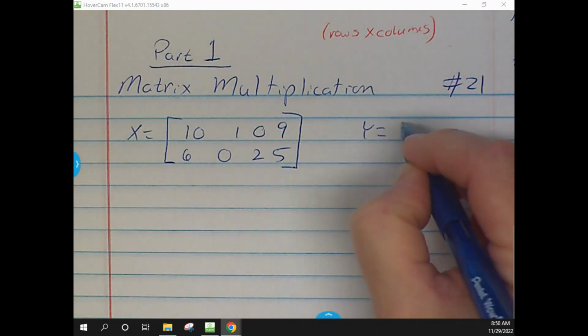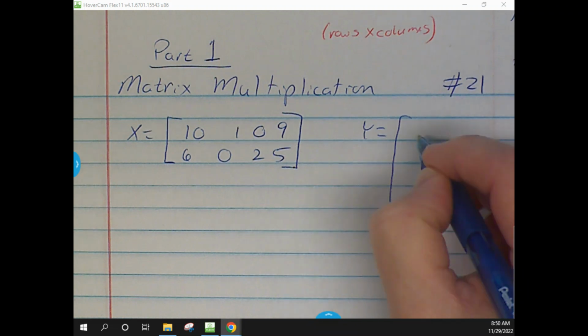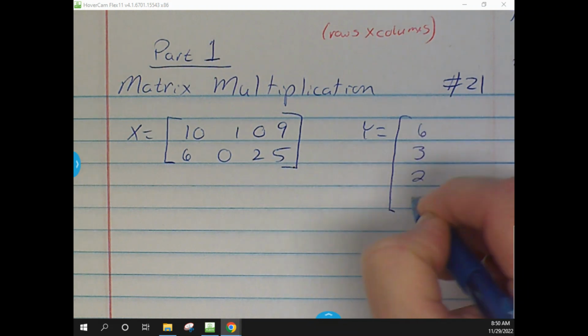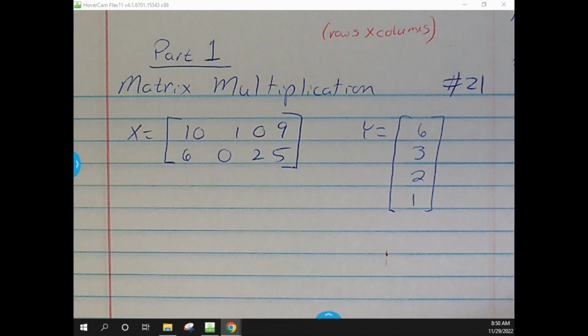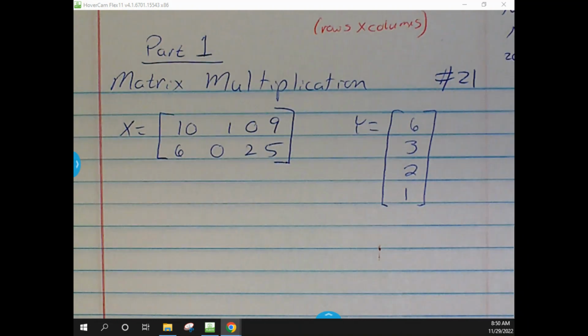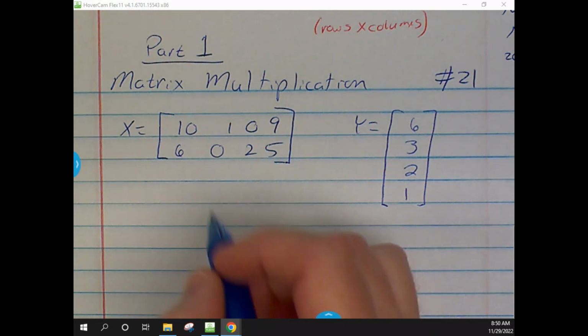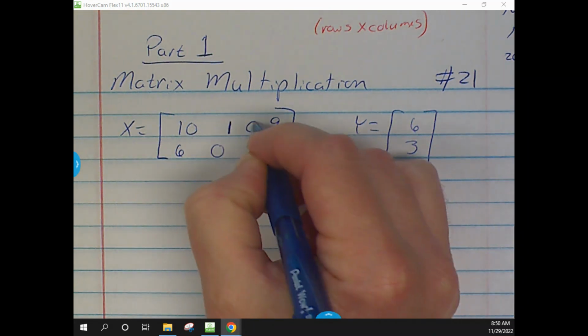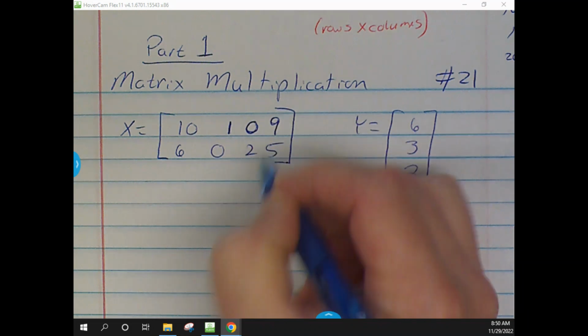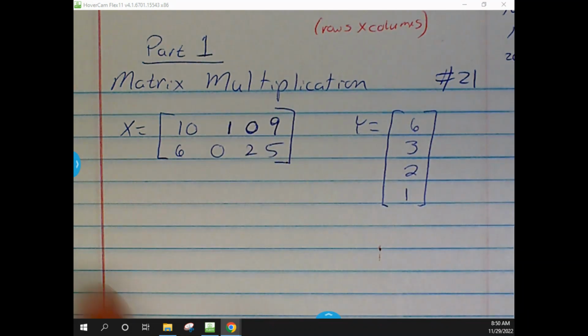All right, and then matrix Y, 6, 3, 2, 1. That's 10, 1, 0, 9, and then 6, 0, 2, 5. Yeah, scoot that one over for no apparent reason there.